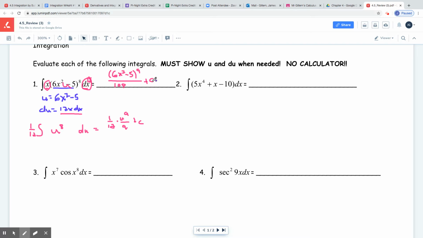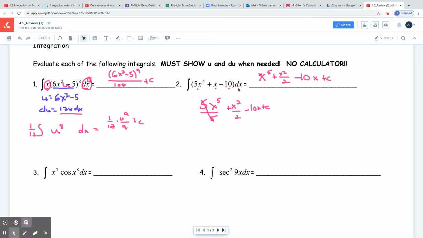All right, number 2. There is no quantity raised to a power. There is no trig. This is just take the integral of this, this, and this, just like we've done in the past. So this is 5x to the 5th over 5. My 5s are going to cancel, plus x squared over 2 minus 10x plus c. So it's x to the 5th plus x squared over 2 minus 10x plus c. And there's our answer for number 2.